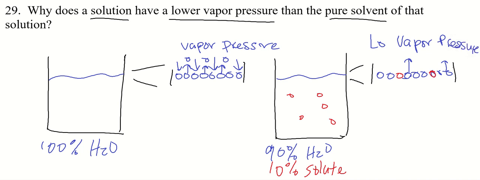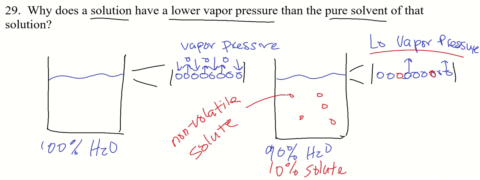Whenever you add a solute, and by the way, it is important to note that the solute has to be a non-volatile solute. What that means is it can't have a vapor pressure of its own. If it vaporizes, then we're talking about a whole different scenario. So salt, sugar, these sort of solutes, they're non-volatile. They don't contribute to the vapor pressure, which is why adding them will always lower the vapor pressure, because it's always going to be less than the vapor pressure of the pure solvent.